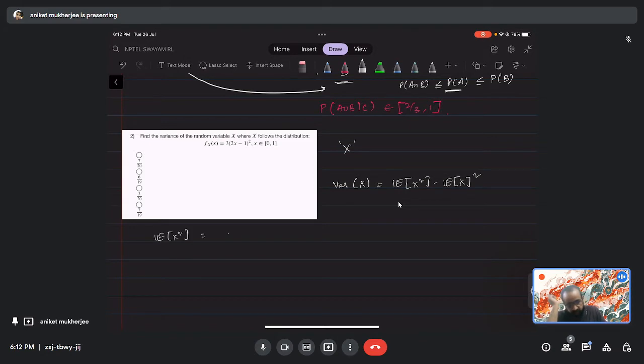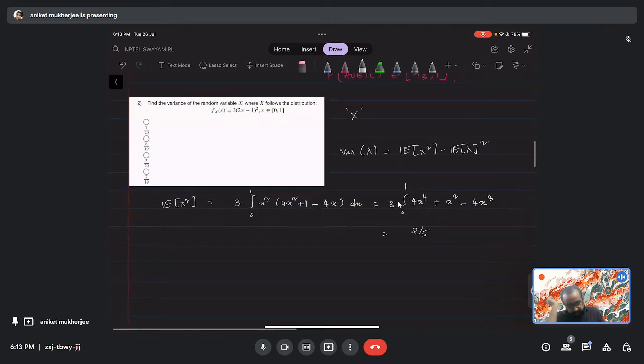The expectation of X square is the integral from 0 to 1, because the support is 0 to 1, of x square into 4x square plus 1 minus 4x dx. Expanding it, you get the integral from 0 to 1 of 4x power 4 plus x square minus 4x square. Solving this integral, you'll get this value to be equal to 2 by 5.